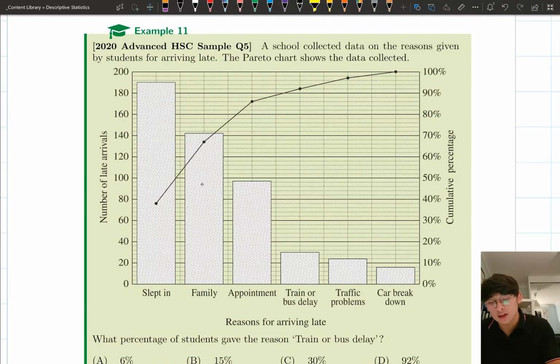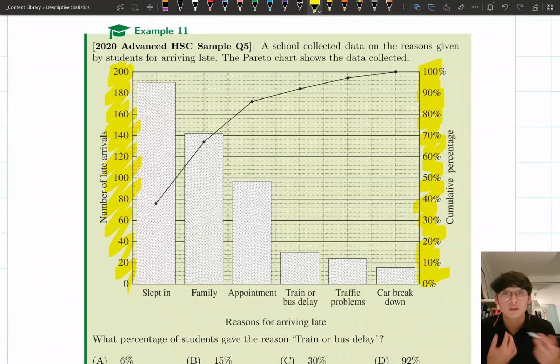The next feature is the left-hand axis. This is usually our frequency for our column graph. And on our right-hand side, this is the cumulative percentage for that line graph component. So this is what a Pareto chart looks like.